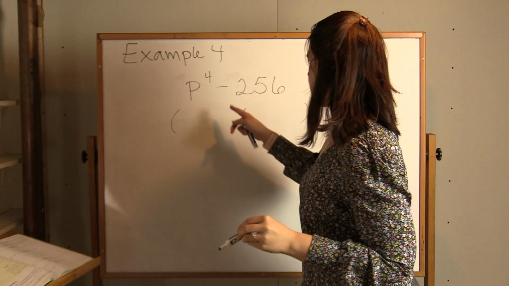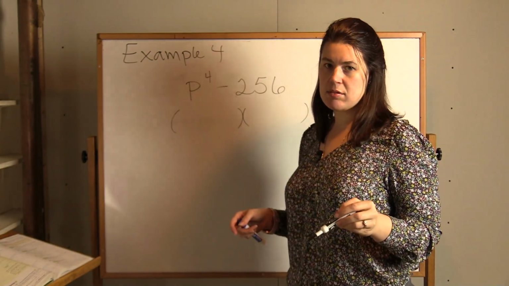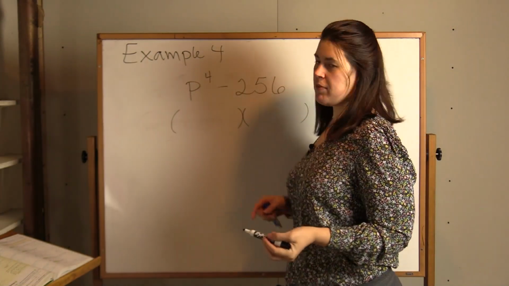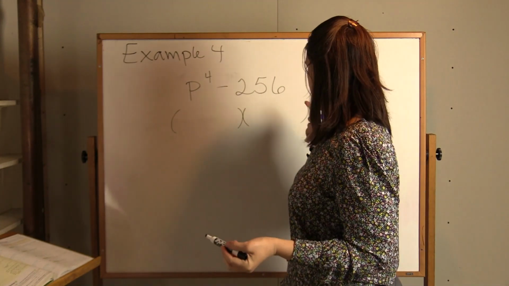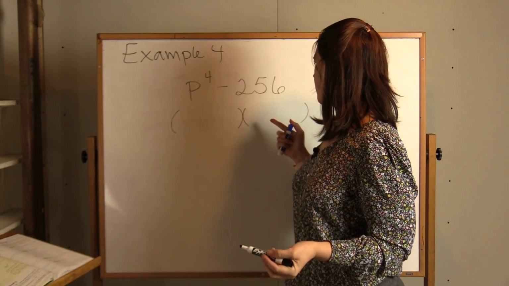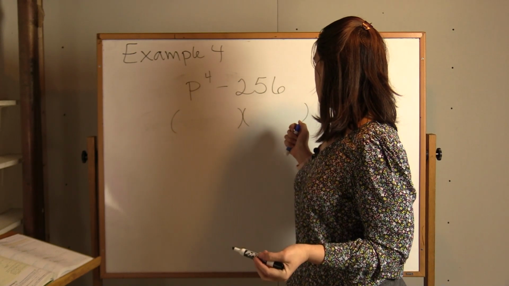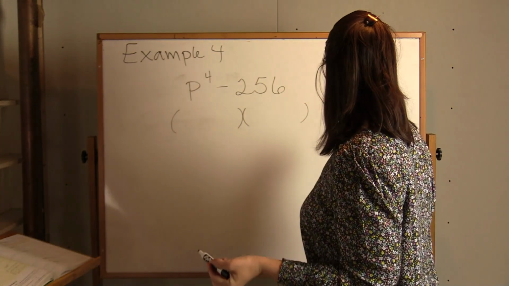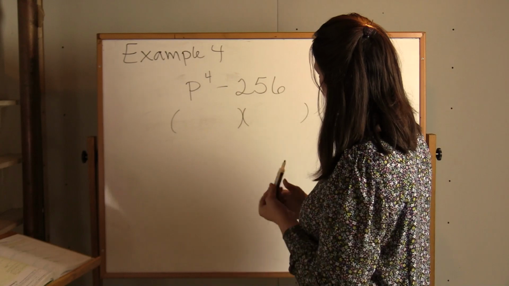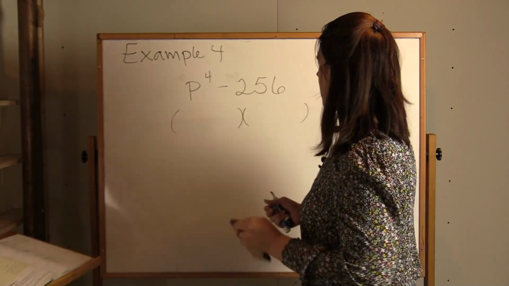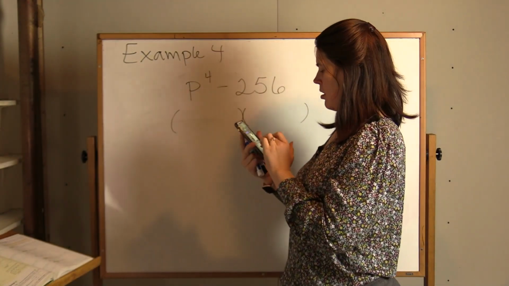Okay, so what I notice is this is even. So that means I can take a square root of it. 256, we can take the square root of 256. I want to say it might be 16. I'm going to check that though, because I'm not 100% sure.